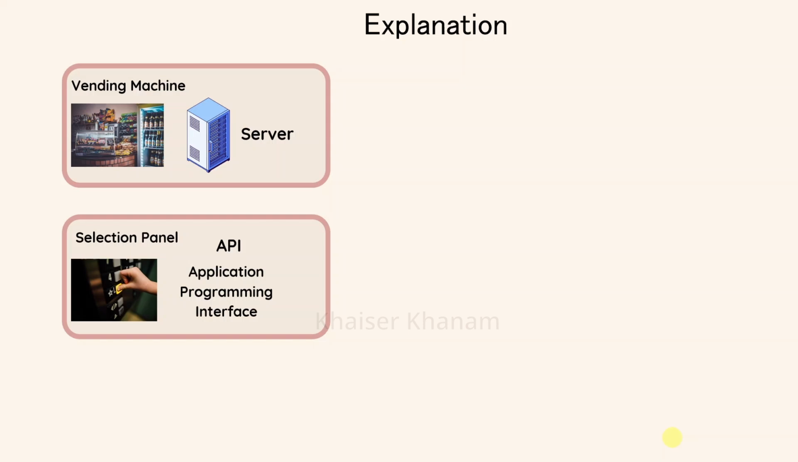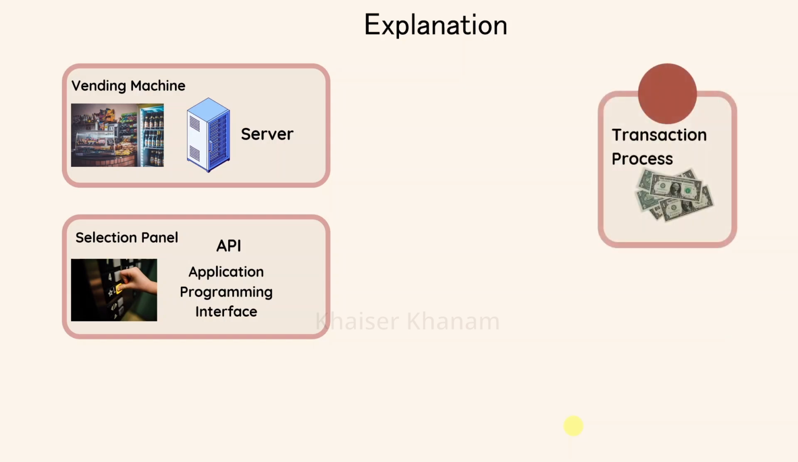You are clicking the buttons and based on those buttons, the request is passed to the vending machine. In return, we get the snack which we have entered. So here the API is treated as the interface. Without the API, we cannot directly go and access anything from the vending machine. Then comes the transaction process: once we select, we have to pay for that. This is called the transaction process, and this is nothing but functionality which we are not aware of.